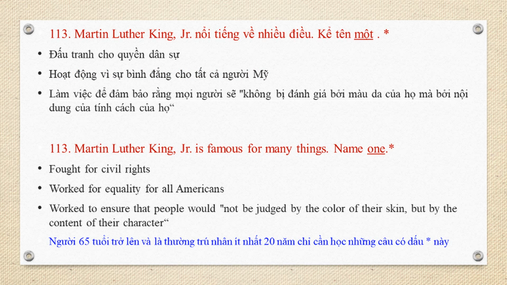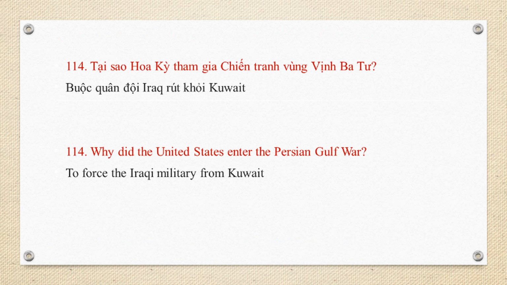113. Martin Luther King, Jr. is famous for many things. Name one. Fought for civil rights. Worked for equality for all Americans. Worked to ensure that people would not be judged by the color of their skin, but by the content of their character. 114. Why did the United States enter the Persian Gulf War? To force the Iraqi military from Kuwait.